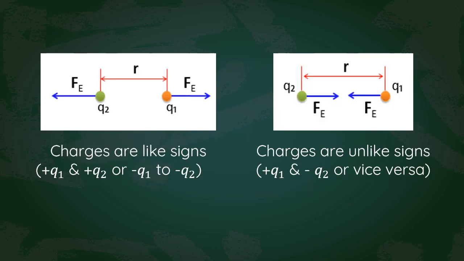As common knowledge, we know that opposite charges attract each other and like charges repel. So when the charges are of like signs, such as when q1 and q2 are both positive, there will be a repulsive force, as well as if they are both negative. On the other hand, if the charges are of unlike signs, either q1 is positive and q2 is negative, or the other way around, they will have an attractive force.